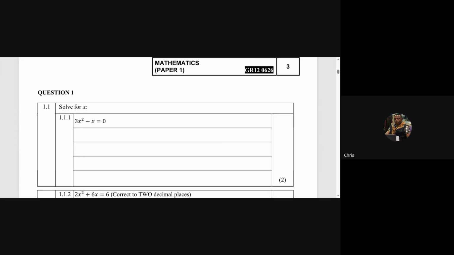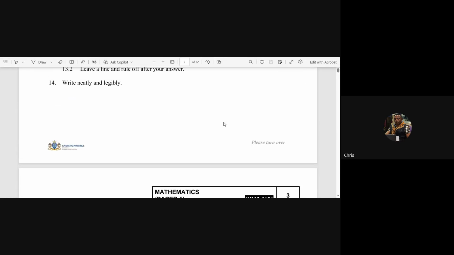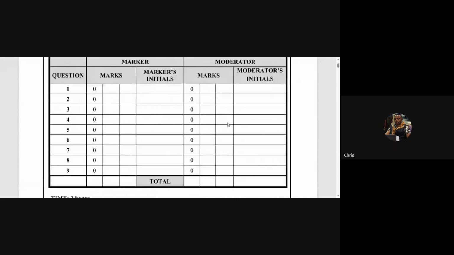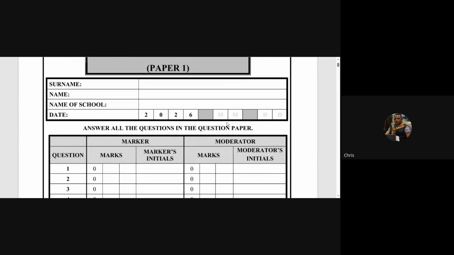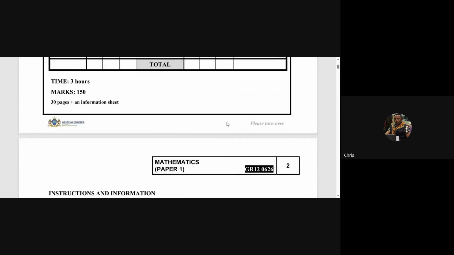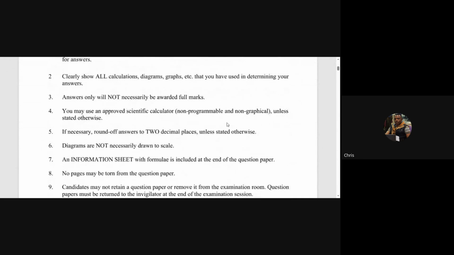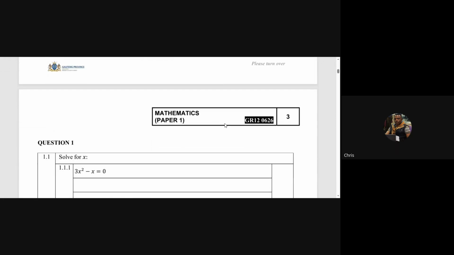Okay, good day, guys. We're looking at this paper from June examination, grade 12, Gauteng Province Mathematics, paper 1. We're going to be taking them one by one, and we're going to be dealing with the basics and looking at the reasons why some learners dropped marks here.